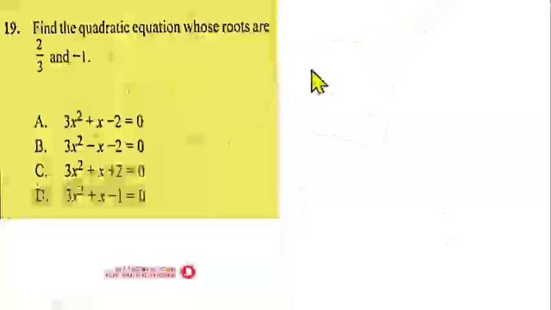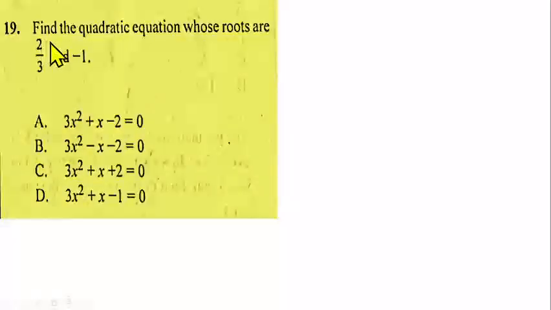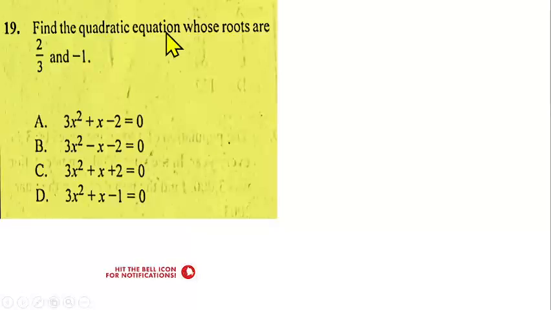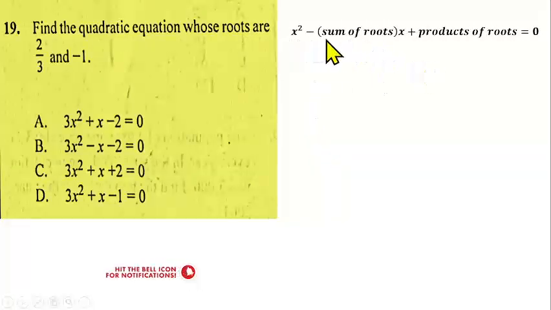Question number 19 is from quadratic equation. You are given the roots of the quadratic equation and you have to find the quadratic equation. We are given the roots to be 2 over 3 and minus 1. There are quite a number of ways to do this, but the simplest is to use the template of a quadratic equation given the roots, which is x squared. The reason we have s here is because they use s as the variable of the equation, but I can use x as well.